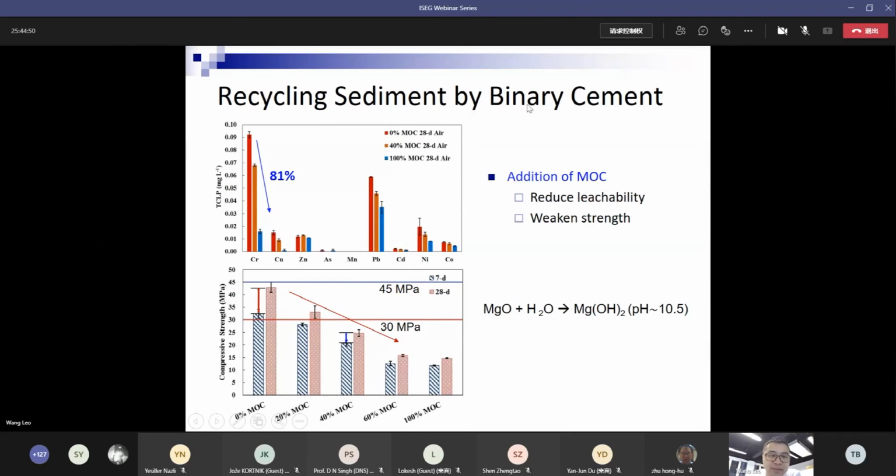This is a binary cement system. If we increase the content of magnesium oxide, the leachability of toxic elements is significantly reduced because it can provide sufficient hydroxide and increase the pH, so it can enhance the immobilization of these toxic elements. But the hydration product, magnesium hydroxide, is relatively weak, so the strength reduced gradually.